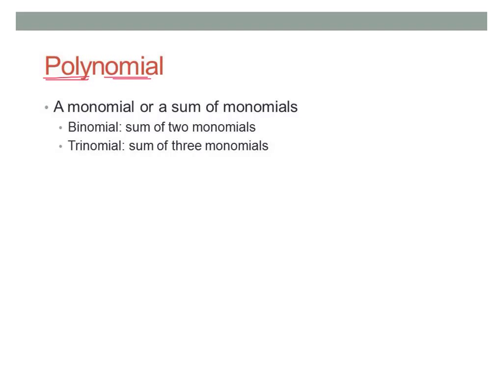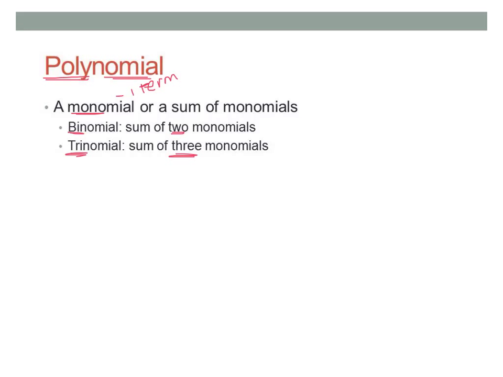So you can have a monomial, which is just going to have one term, or you can have a binomial that's going to have two terms, or a trinomial that's going to have three terms. And terms are separated by addition and subtraction.